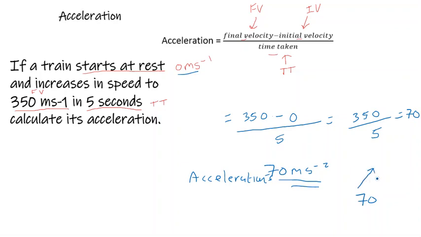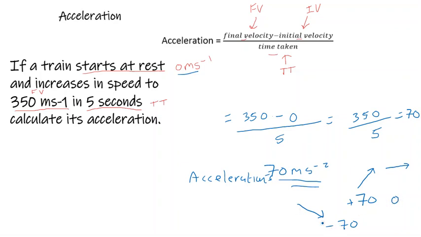Now what can happen is that it could be 0. That means it's just at a constant velocity. Or it could be negative 70, which means that it's slowing down. It doesn't mean that it's going downhill, it just means that it's slowing down. So if it's positive, that means it's speeding up.